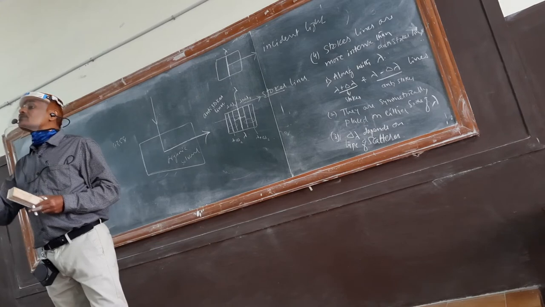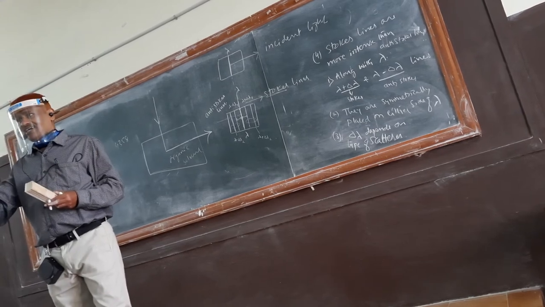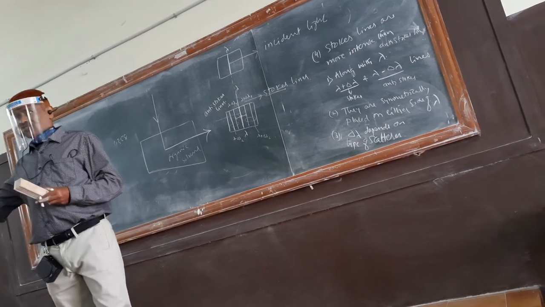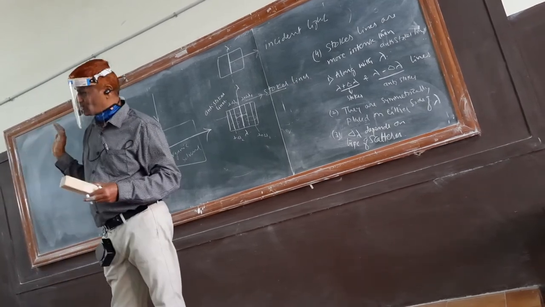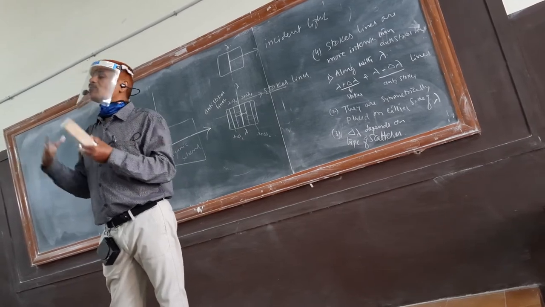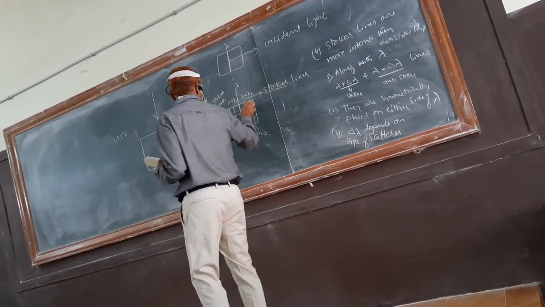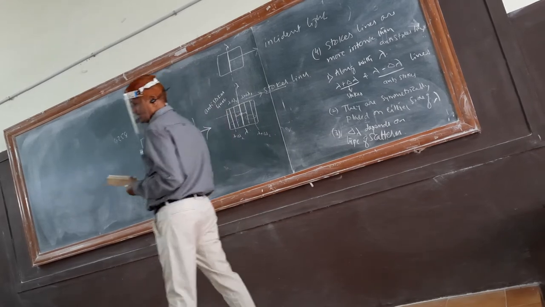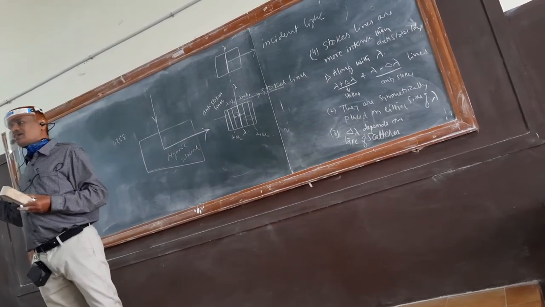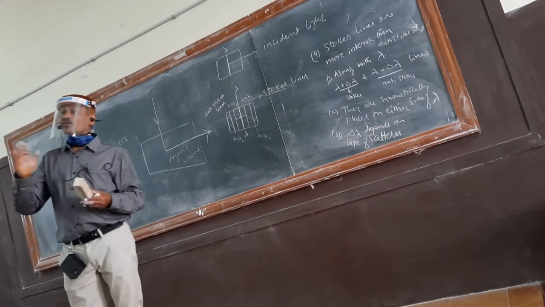More intensity means more occurring. Out of 100, if 70 occurs for Stokes, 30 occurs for anti-Stokes. That is the meaning. Intensity means number of photons. We get more photons on this side, fewer photons on this side. That is a rarely occurring phenomenon, that is a more occurring phenomenon. Now you have to explain this.